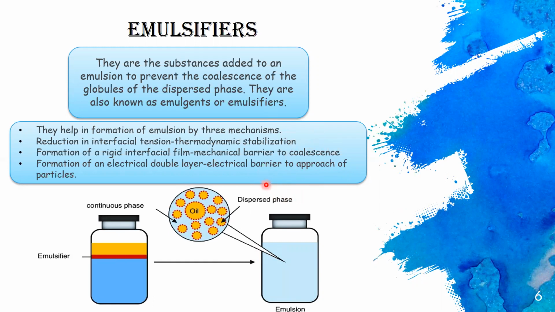They follow three basic mechanisms. Number one is the reduction in the interfacial tension to achieve a thermodynamically stable emulsion, second is to form a rigid interfacial film, and the third is the formation of an electrical double layer, an electrical barrier, to prevent the particles from approaching each other.